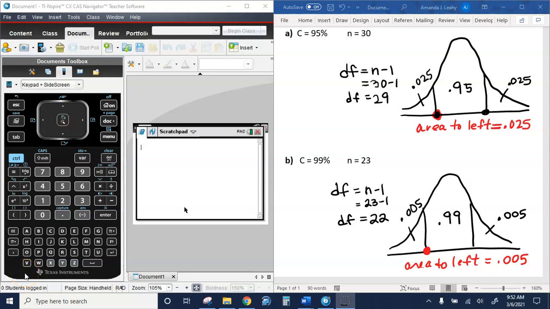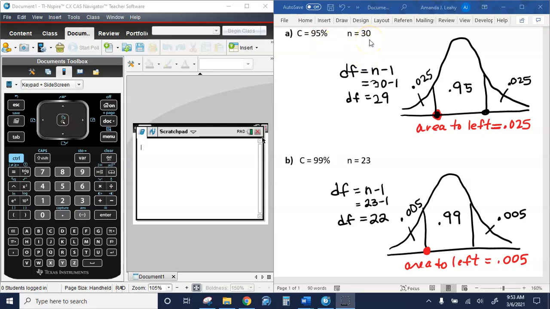This video is to show how to find the T critical value from the T distribution using a TI-Nspire and your statistical tables. So to start off, I want to find the T critical value for a confidence level of 95% when the sample size is 30.